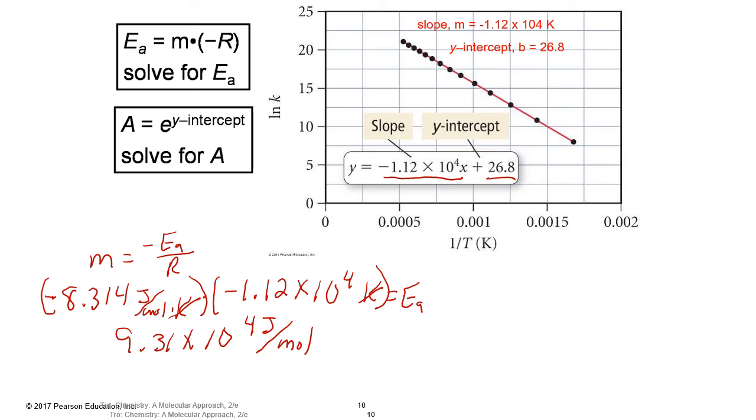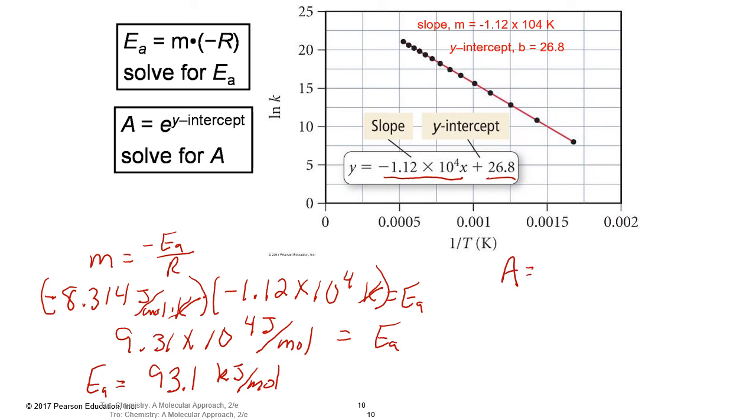If we want to convert that into kilojoules, we divide by 1,000, and we get 93.1 kilojoules per mole for the activation energy of this particular reaction.